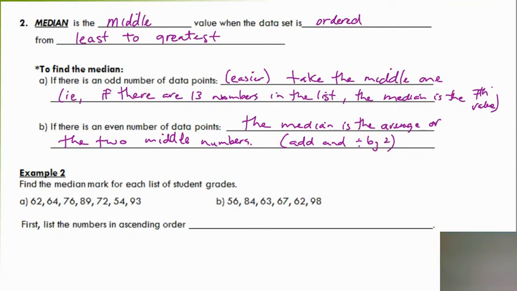So let's try these both out. We're going to find the median. We have to reorder first, okay? So find the median mark for each of the student grades. First, list the numbers in ascending order. Ascending means smallest to largest.